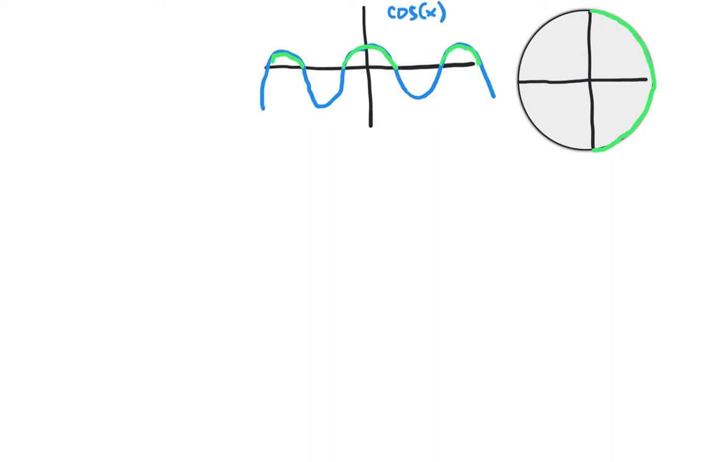So how can we write this? Well, we can maybe say this angle here is pi over 2, and this angle, let's call it negative pi over 2, I guess.